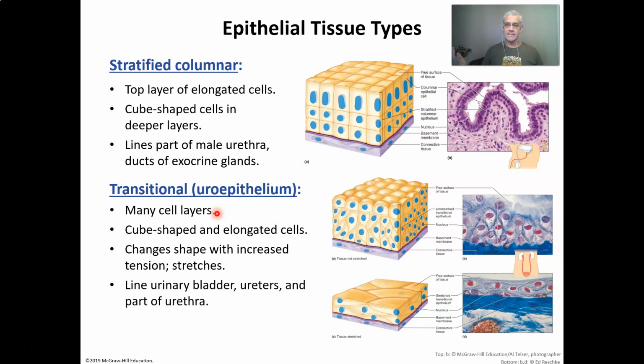Now, you can have a mixture. There's no reason that you can't have mixed cell types or mixed epithelial cell shapes. One of the best places to find this is going to be lining the urinary bladder, ureters, and parts of the urethra. Why is that?